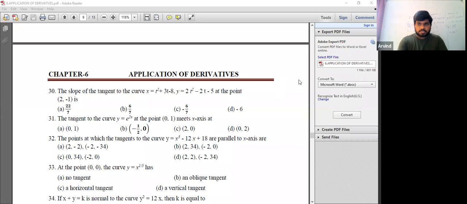So we'll go to the next question. At the point (0, 0), the curve y is equal to x to the power 1 by 5 has: no tangent, a horizontal tangent, an oblique tangent, or a vertical tangent. Horizontal tangent andre parallel to x-axis. Vertical tangent andre parallel to y-axis. Oblique tangent andre it will make some angle. No tangent andre there is no slope at all. So the curve is y is equal to x to the power 1 by 5. So try out this slope kanidiri at (0, 0).